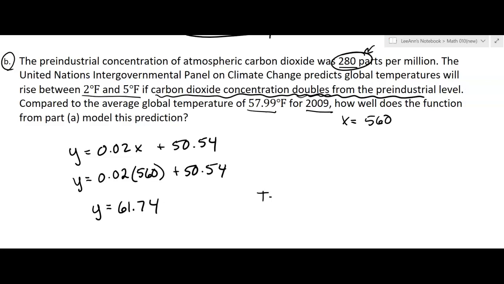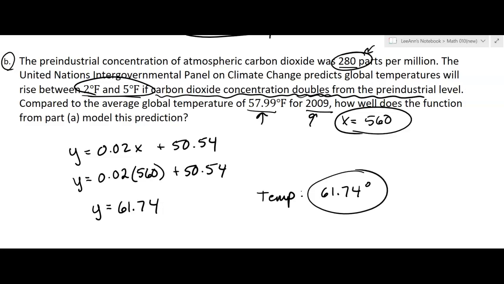So they're saying the temperature, if you doubled the concentration from pre-industrial and made it 560, the temperature, according to our model, would be 61.74 degrees. Now, the question says, how well does the function predict this? Okay. So if you look at 57.99 in 2009, we don't know when it's going to double, but when it doubles, will it be between 2 and 5 degrees more?